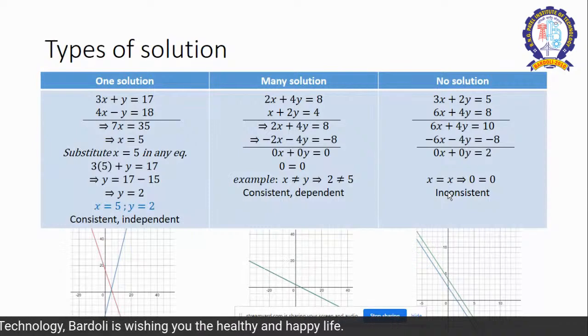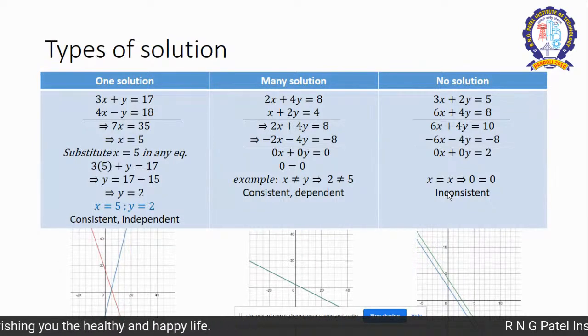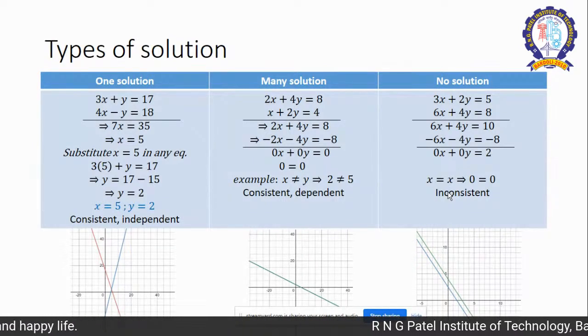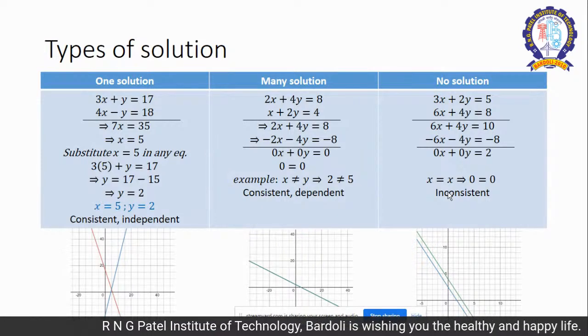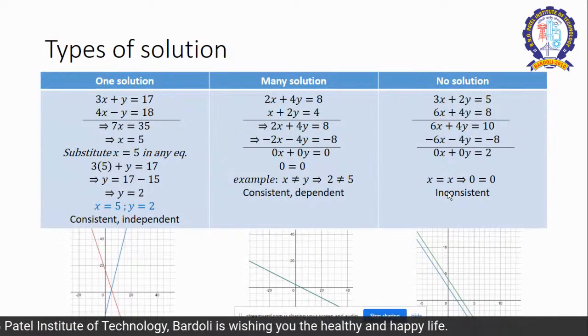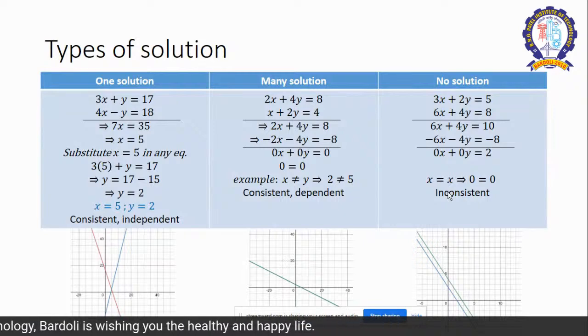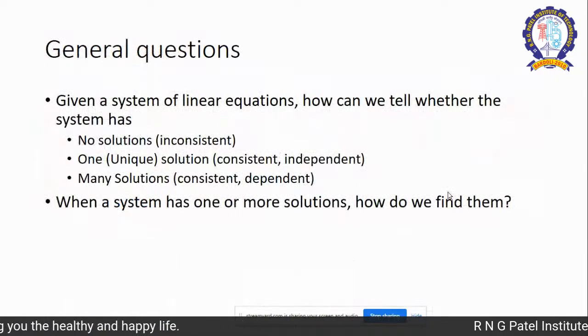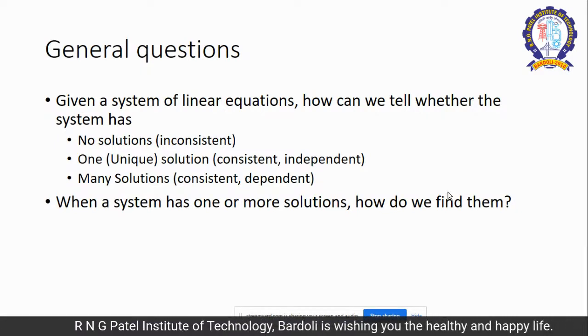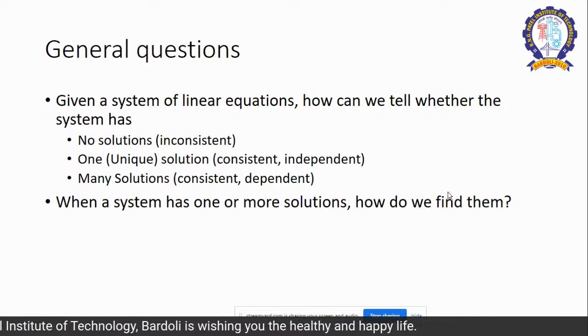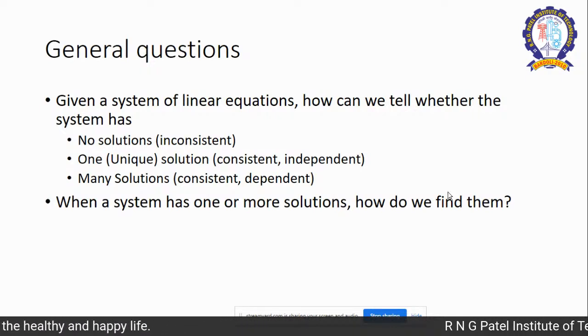When it intersects at a single point, it has one solution. When there is only one line, it is a dependent form, so we consider it as many solutions. If the lines never touch each other, then we can say it has no solution. So we can easily find out for the given system of linear equations whether it has no solution, a unique solution, or many solutions. How can we find that out?